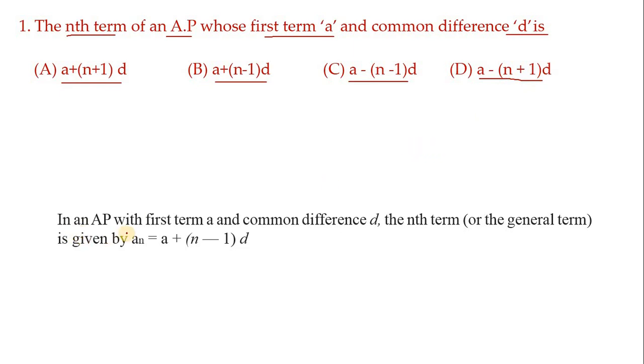Look here. In an arithmetic progression, if first term is A and common difference is D, then the nth term is given by this formula. An is equals to A plus n minus 1 into D. Keep in your mind, nth term is also called general term. Now you are ready with your answer. That is B, A plus n minus 1 into D.